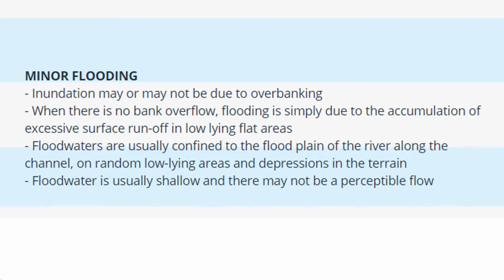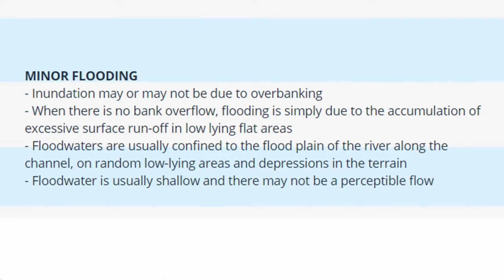We have a river and right along it is what we call a river bank. Okay? Now, overbanking may happen when the river bank is too high, which makes the river too shallow. At this point, this area may be prone to flooding because it will contain a higher amount of water which cannot stay in a certain river because there is an overbanking. Floodwaters are usually confined in the floodplain of a river, along the channel, or random low-lying areas and depressions in the terrain. And floodwater is usually shallow, and there may not be a perceptible flow.